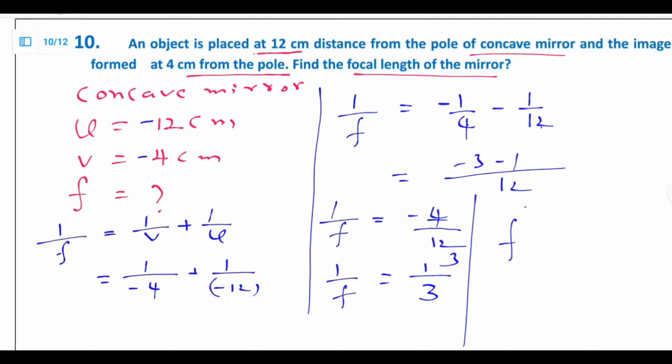So you will get f equals to 3 centimeters. Is it plus or minus? Minus. So f equals to minus 3 centimeters. So as the focal length is negative, the given mirror is a concave mirror.